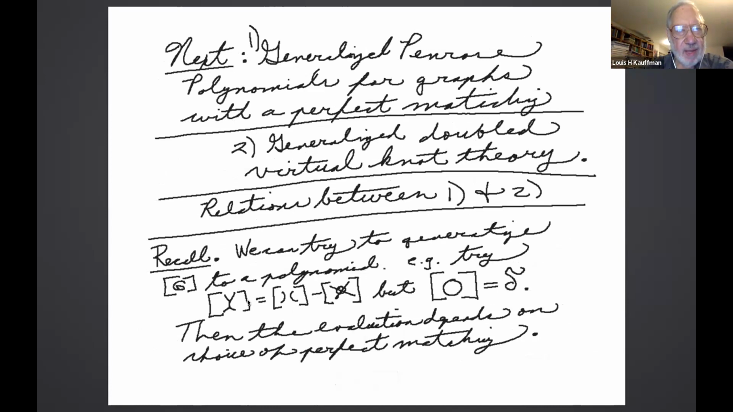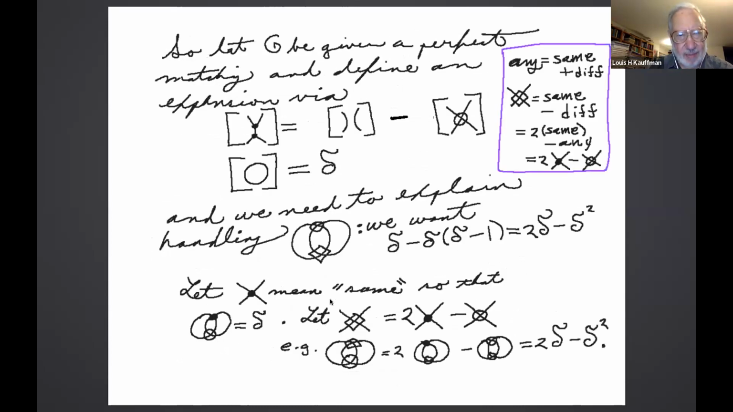So here we are. We're going to next generalize this further. We want to have some polynomials rather than just evaluations. And then we're going to see how it's related to virtual knot theory. So the first thing I'm going to do is generalize my Penrose evaluation to a polynomial. I'm going to do it in the simplest way from the point of view of the graph theory. We'll leave the Penrose-Skene relation alone, but we'll evaluate the loop as delta, an algebraic variable, rather than 3, and see what happens.